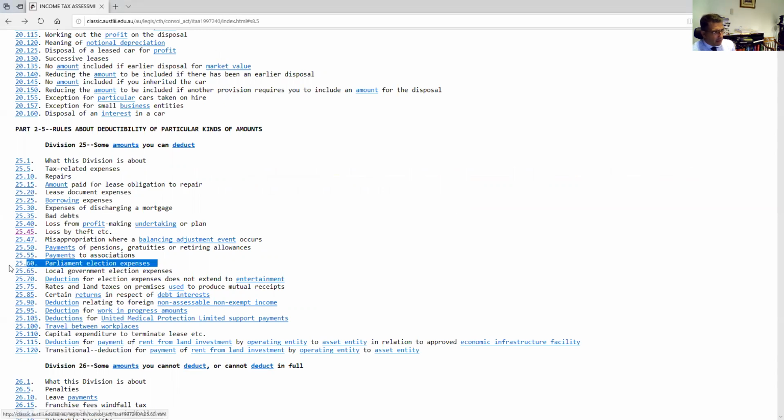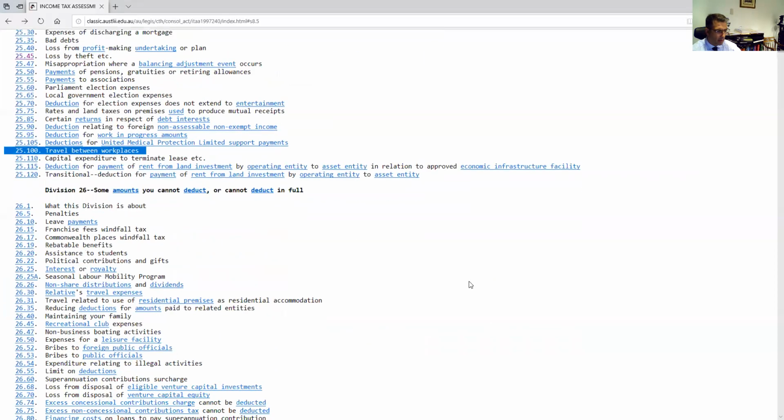Parliamentary election expenses are deductible. Local government election expenses are deductible. But the deduction for election expenses does not extend to entertainment. 25-75 is interesting because the state government land tax and the local government rates on premises used to produce mutual receipts are deductions. Another important one is 25-100. Travel between workplaces, not between home and a workplace, but between workplaces, is a deduction.